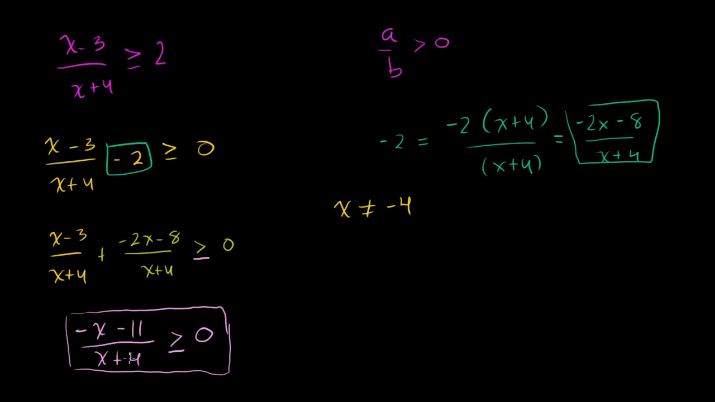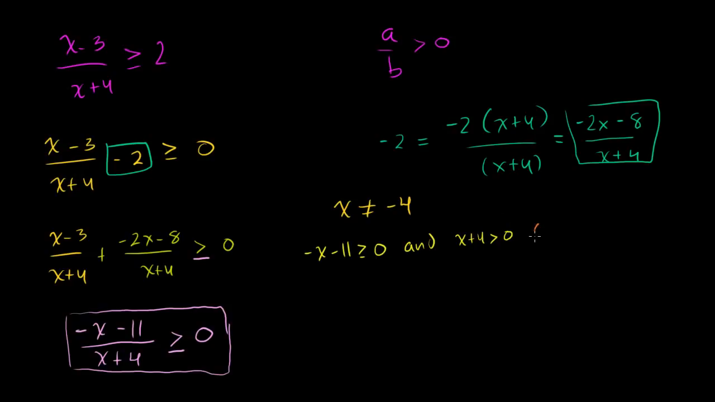Now, we have this, and we saw in the first video that there are two situations. Either both of these are positive. So x minus 11 is greater than or equal to 0. This could be equal to 0, and if this is equal to 0, then this whole thing is going to be true. So either that is greater than or equal to 0, and this right here is greater than 0. It can't be equal to 0. And x plus 4 is greater than 0. That's the situation where both of them are positive.